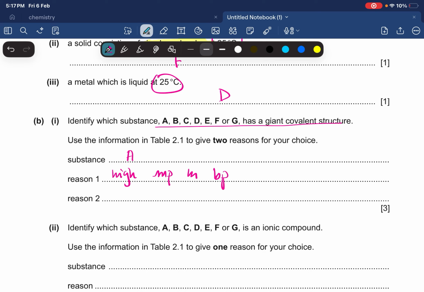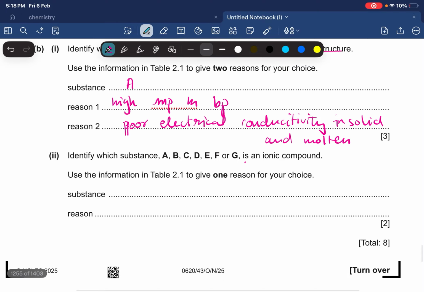And reason 2 is poor electrical conductivity, because we know that diamond and silica don't conduct in liquids as well as solids. Poor electrical conductivity in solid and molten. Okay, identify which substance is an ionic compound. Use the information in table 2.1 to give a reason for your choice.